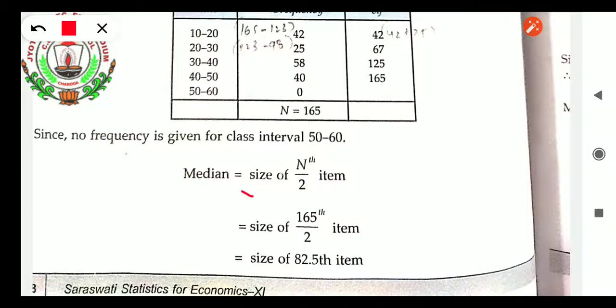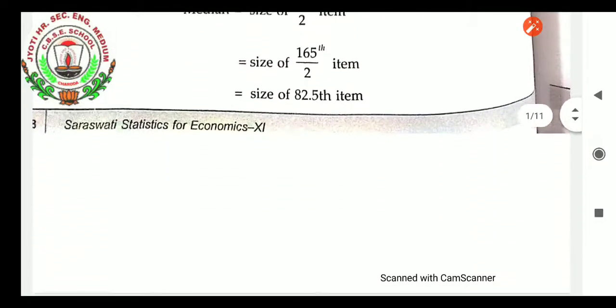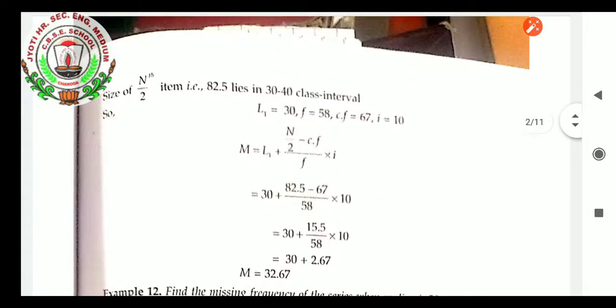Okay, the size line you have to write completely. You cannot leave it out anywhere. This is the rule of median. Where the size of 82.5 lies, that line also you have to write. Since 82.5 lies in the c of 125, therefore the median class is 30 to 40 and f is 58. That you have to write, then only you can write. Okay, this line has to be written. Now you can substitute. We have substituted the values.